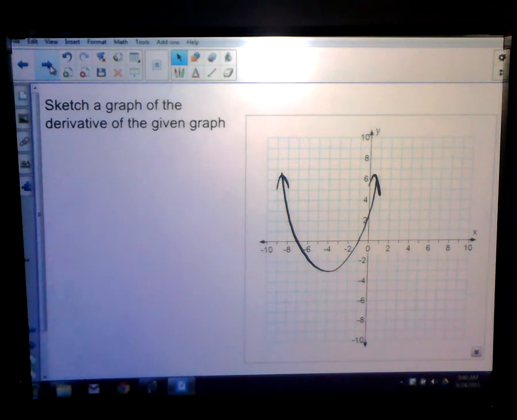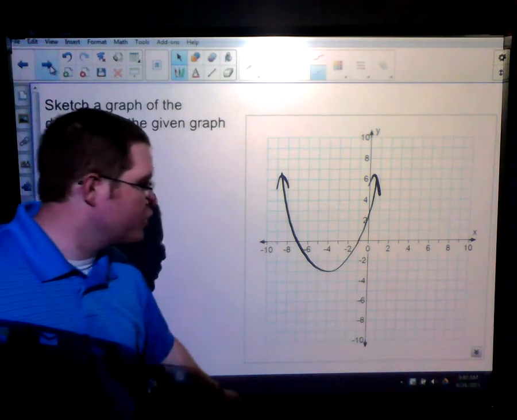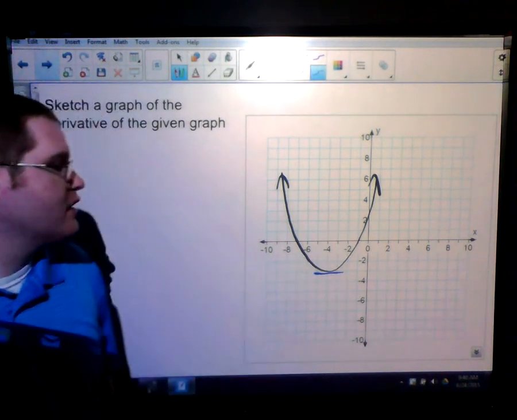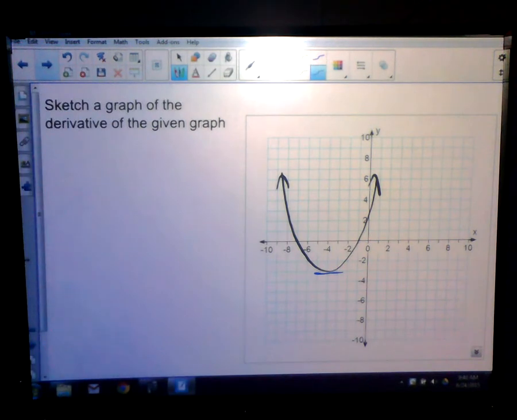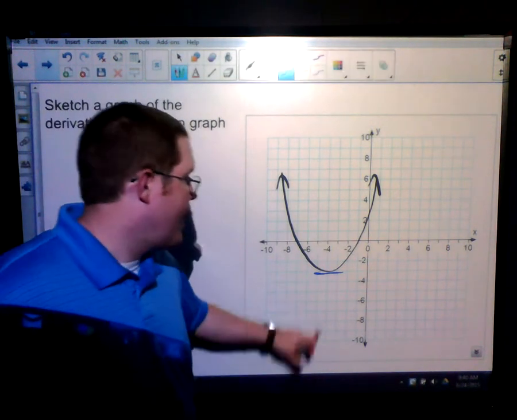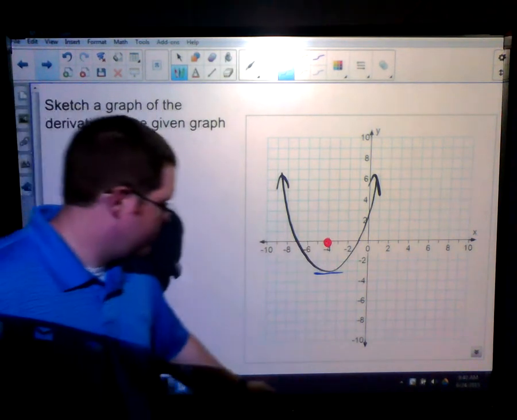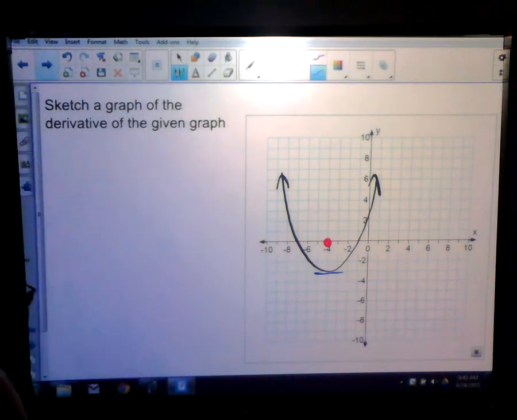So let's start off with this. Here's an original graph. It is a parabola. So let's sketch its derivative. The first thing I'm going to look for is any horizontal tangent, any place where the graph is flat for one instant. Here is a horizontal tangent at x equals -4. So on my derivative graph, I'm going to put a 0 at -4. That's my only horizontal tangent.